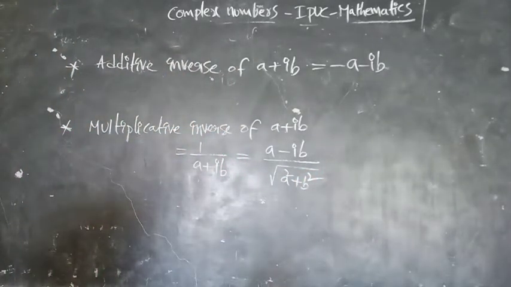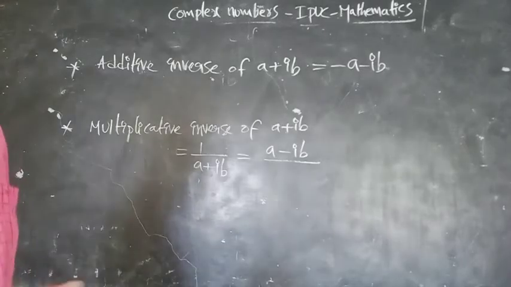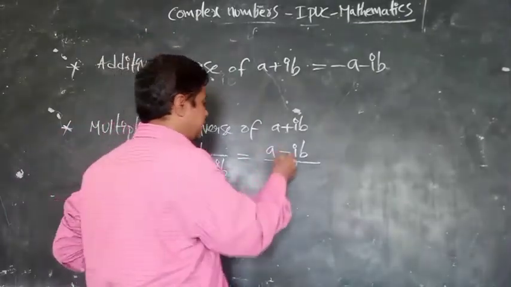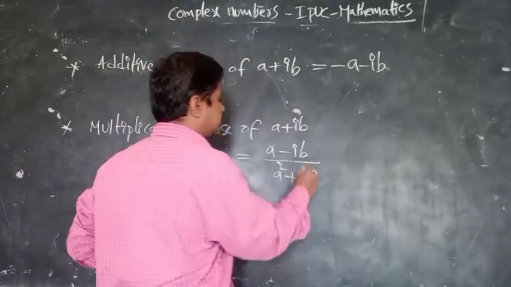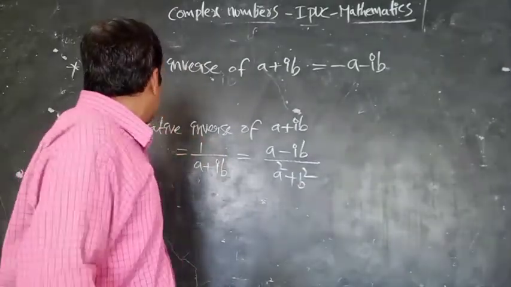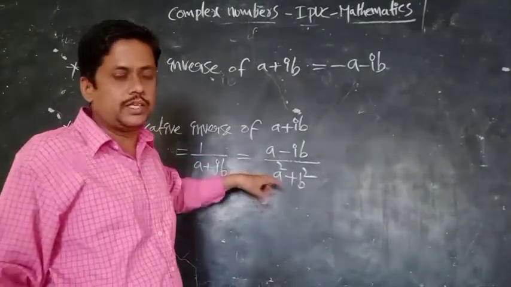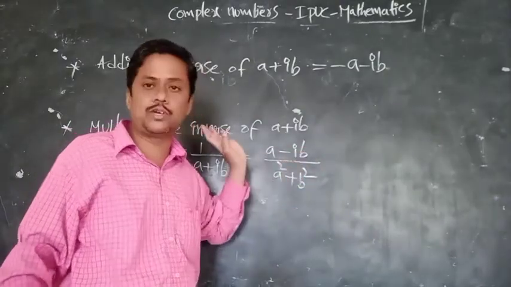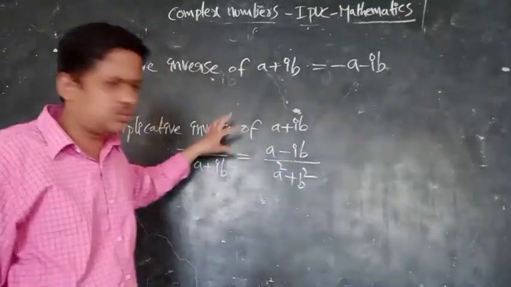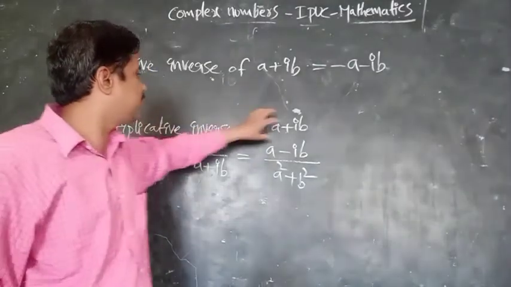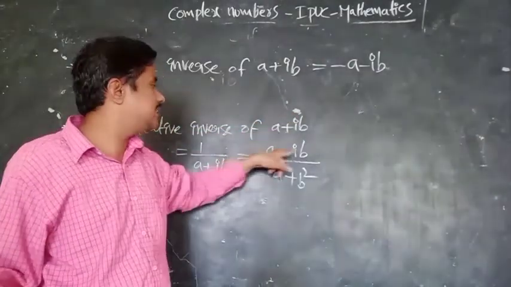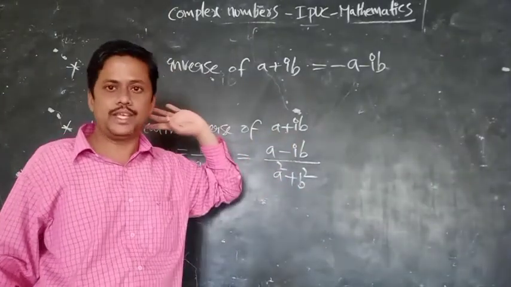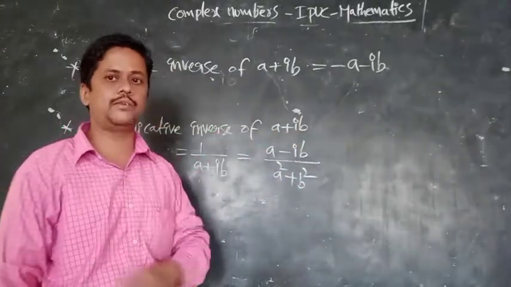Oh sorry, there is no root, one second. So 1 divided by a plus ib is equal to a minus ib divided by a square plus b square. No root. This is the multiplicative inverse formula. Separating it gives a divided by a square plus b square minus ib divided by a square plus b square. That is difficult, so just remember this. The multiplicative inverse of a plus ib is a minus ib divided by a square plus b square. Very easy now.